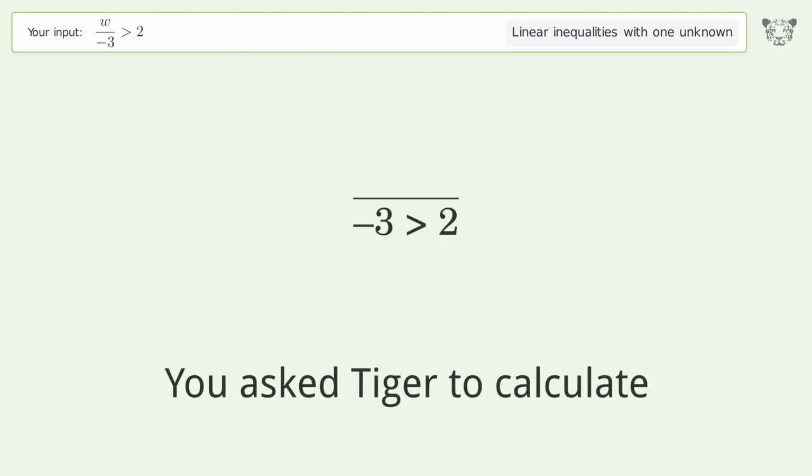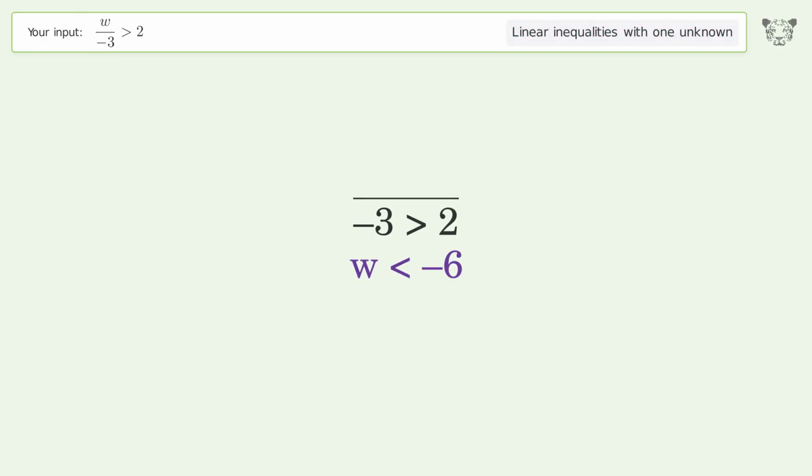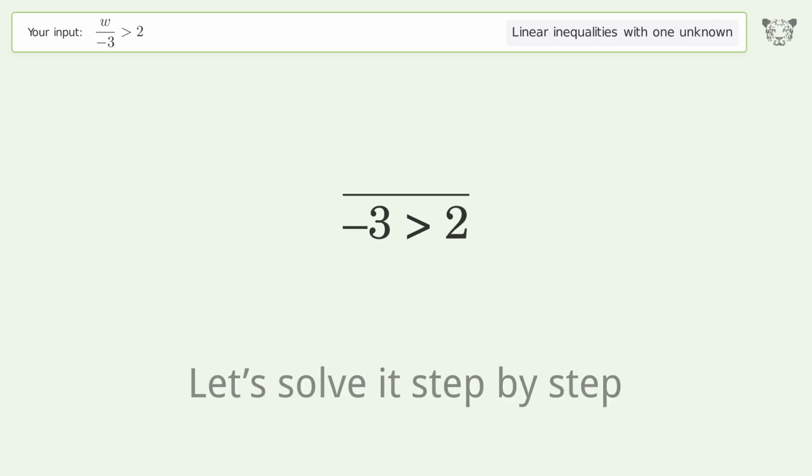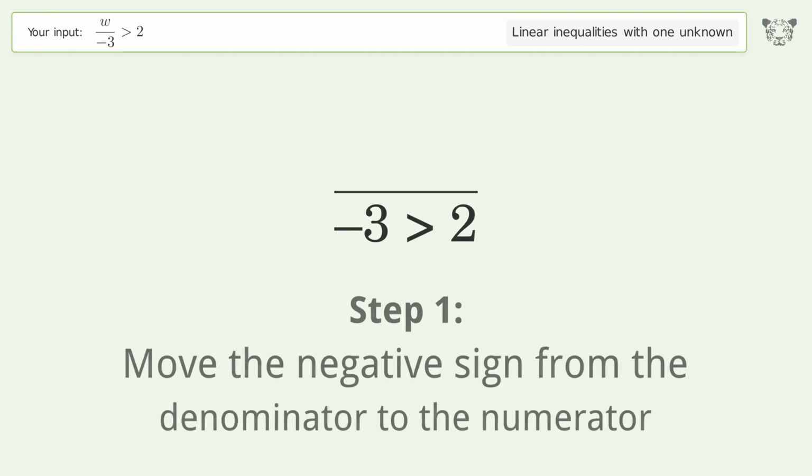You ask Tiger to calculate. This deals with linear inequalities with one unknown. The final result is W smaller than -6. Let's solve it step by step. Move the negative sign from the denominator to the numerator.